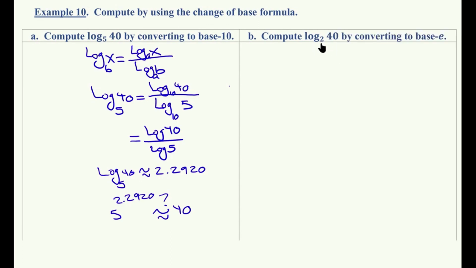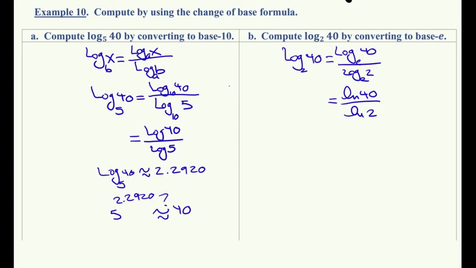So the last one we're doing is log base 2 of 40. This time we're going to use base e logarithms. So we're going to take log base 2 of 40. And remember, we can write it as log any other base of 40. So in this case, we'll choose a to be e. So log base e of 40 divided by log base e of 2, the original base. So of course, you know log base e is just going to be ln on your calculator. So that's just ln 40 divided by ln 2.